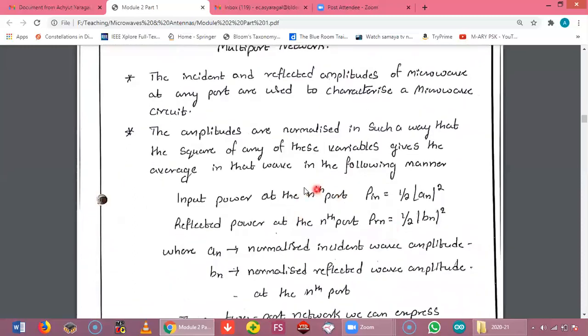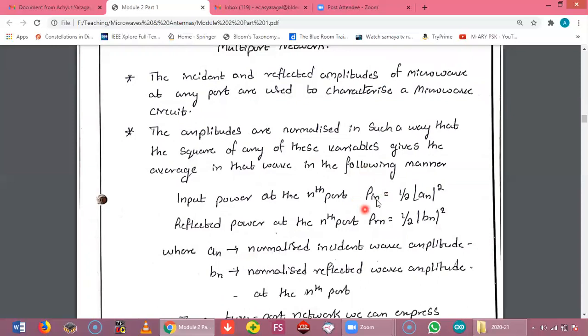Input power at the nth port is considered as P_in equal to 1/2 |a_n|^2. Okay, the square of any of these variables gives the average power in that wave. This is how we are going to have the normalized amplitudes. The amplitudes are normalized in such a way that the square of any of these variables gives the average power in that wave in the following manner.